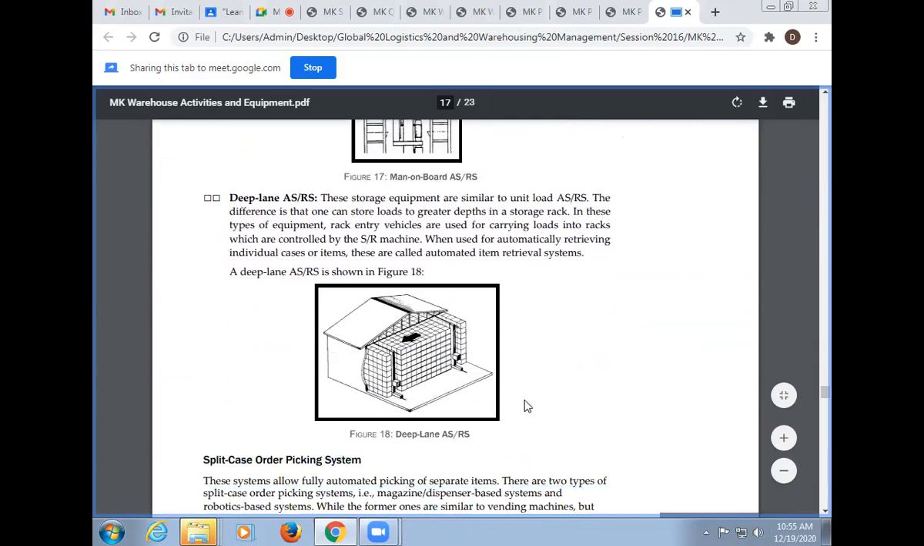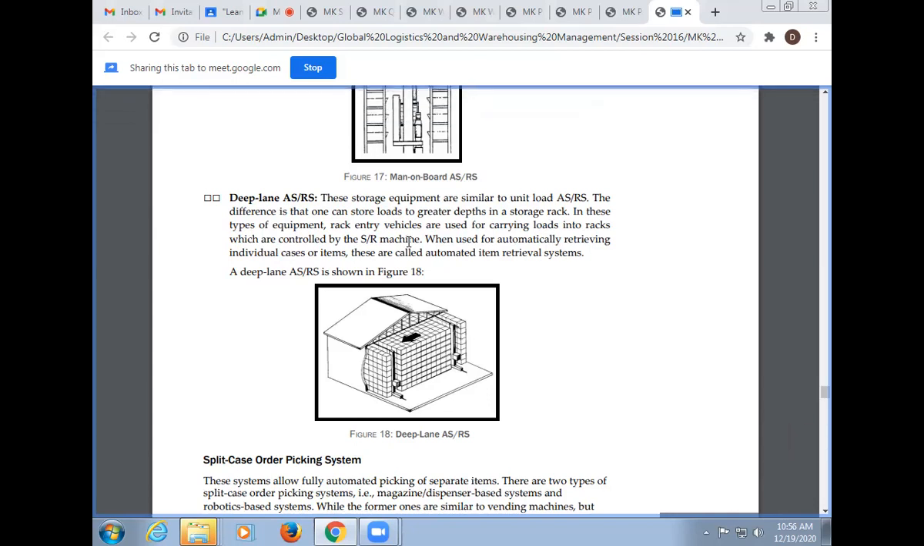Deep lane ASRS system. This is the deep lane ASRS system. These storage equipment are similar to the unit load. The difference is that one can store loads to greater depths in a storage rack. In these types of equipment, rack entry vehicles are used for carrying loads into racks, which are controlled by the SR machine. When used for automatically retrieving individual cases or items, these are called automated item retrieval systems. A deep lane ASRS is shown in figure 18.